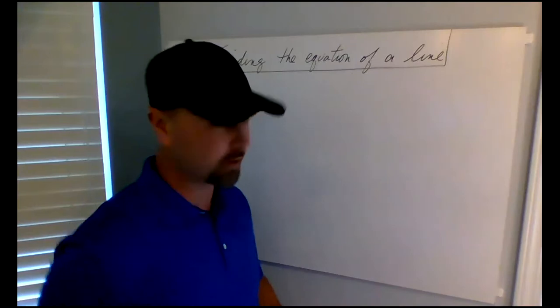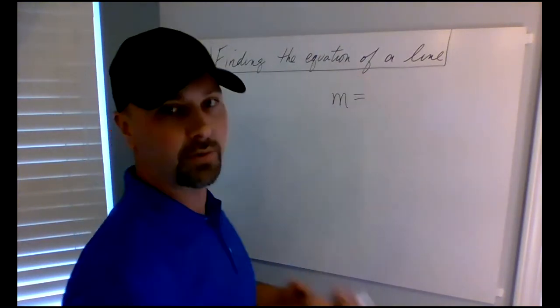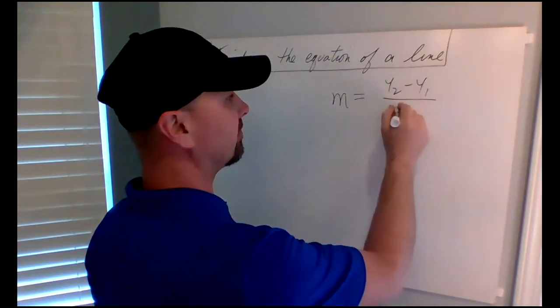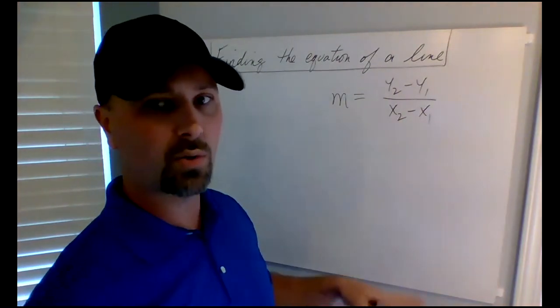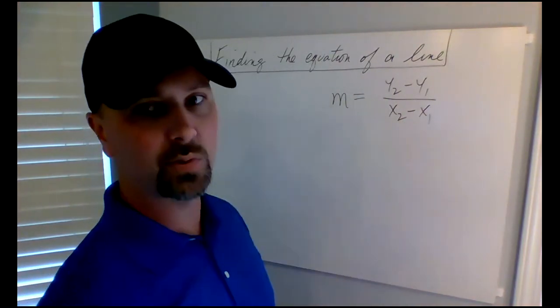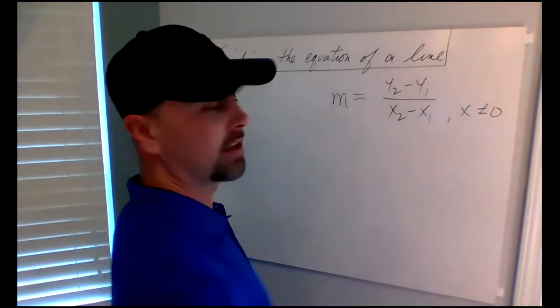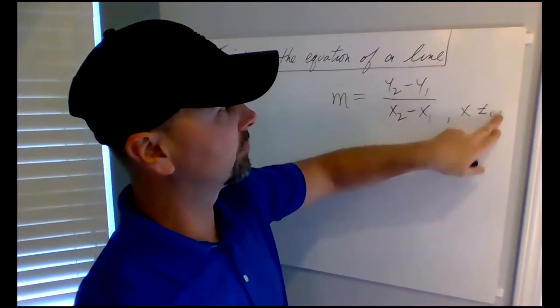Okay, so if you forget what that is or you don't have your formula sheet handy, let's review. Slope from 2 points is going to be y2 minus y1 over x2 minus x1. On the formula sheet, it also has this. Your x's cannot be equal.